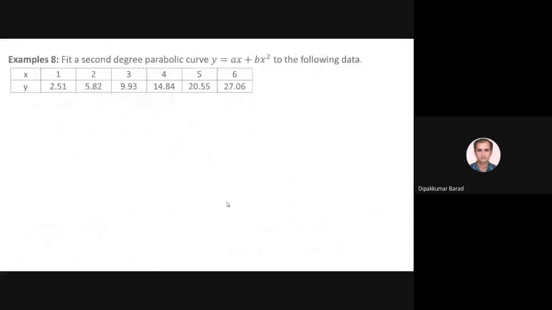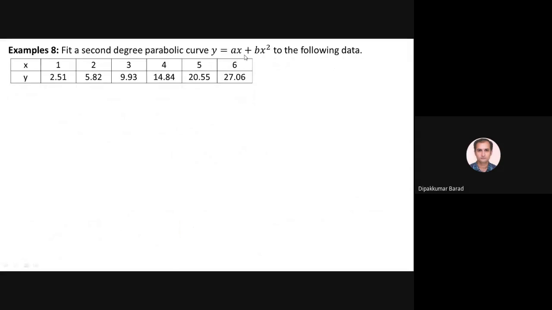Now, example number 8. Suppose you are given a parabolic curve like y equal to ax plus bx square. Instead of a plus bx plus cx square, you have been given ax plus bx square. So you have only two parameters, so you get only two normal equations here for y equal to ax plus bx square.